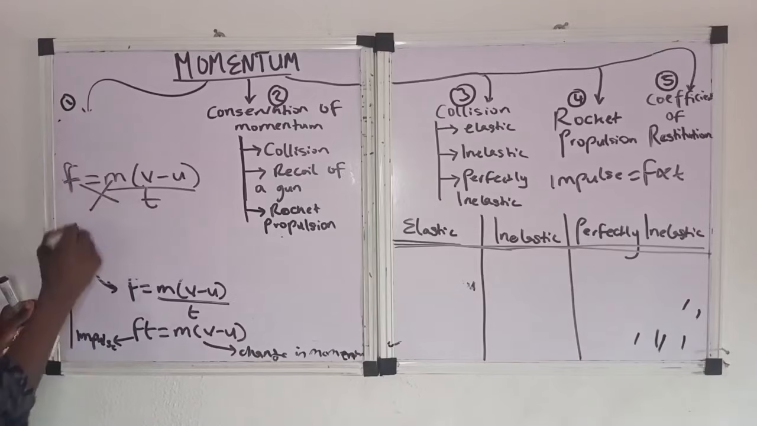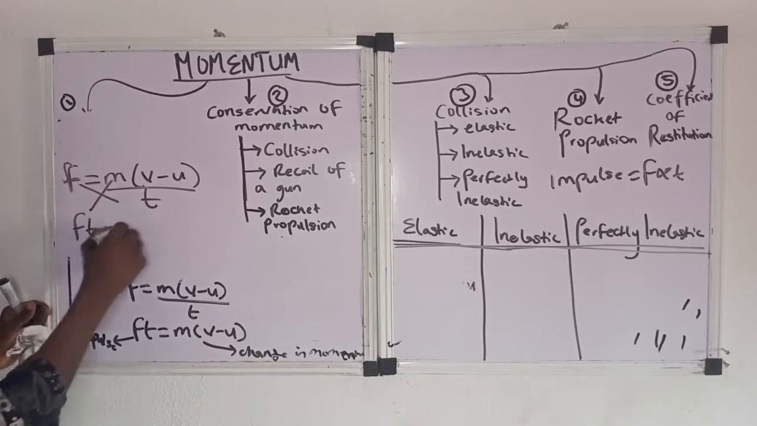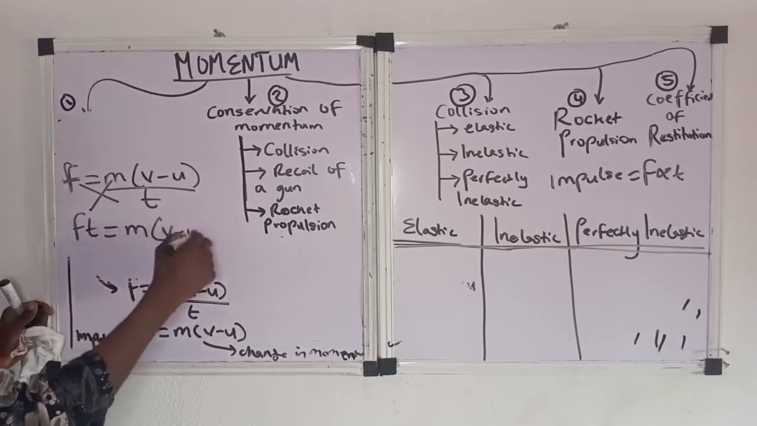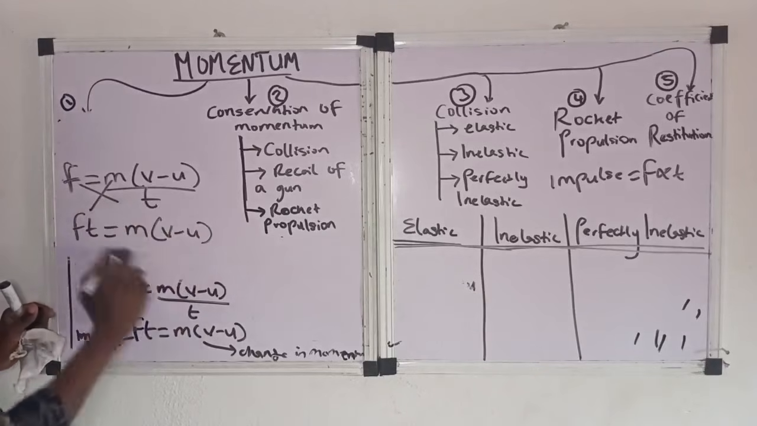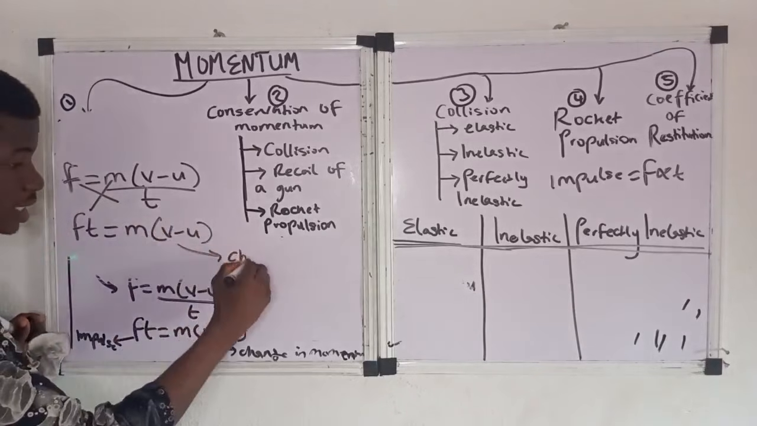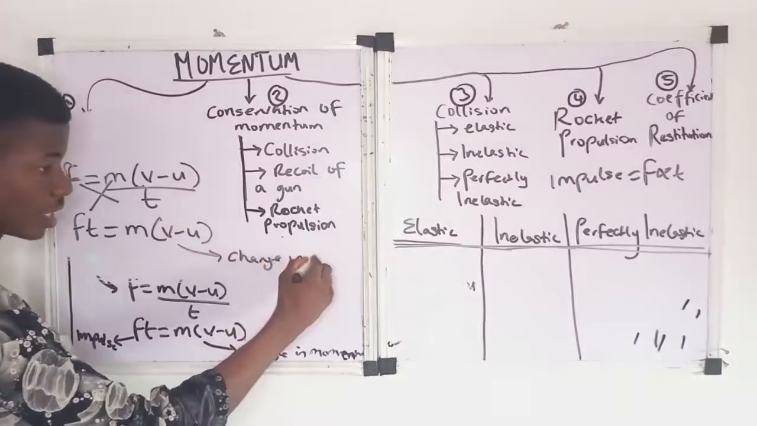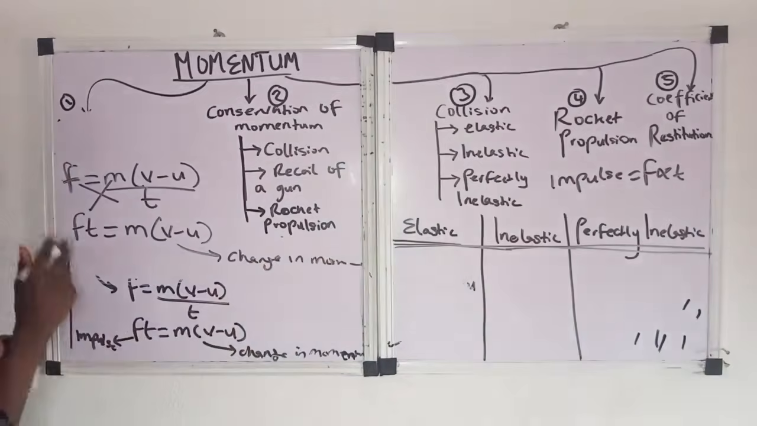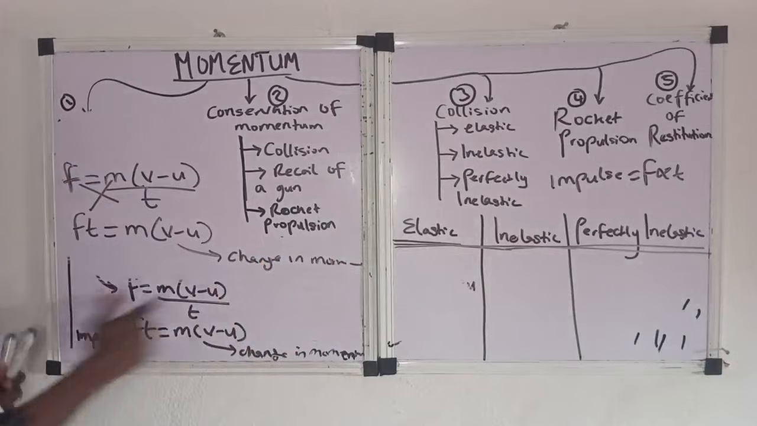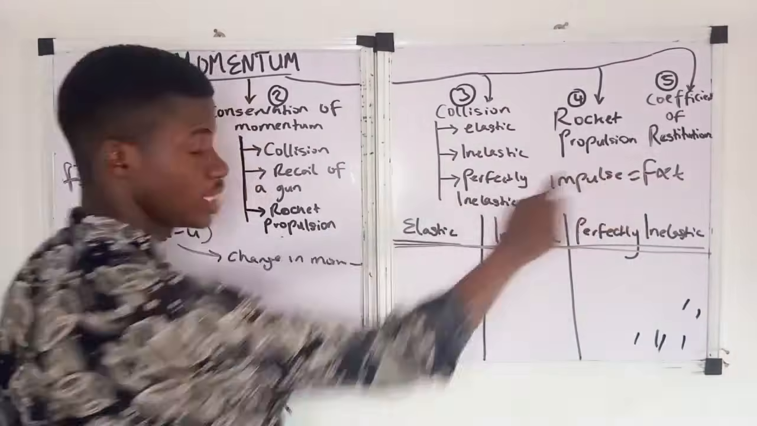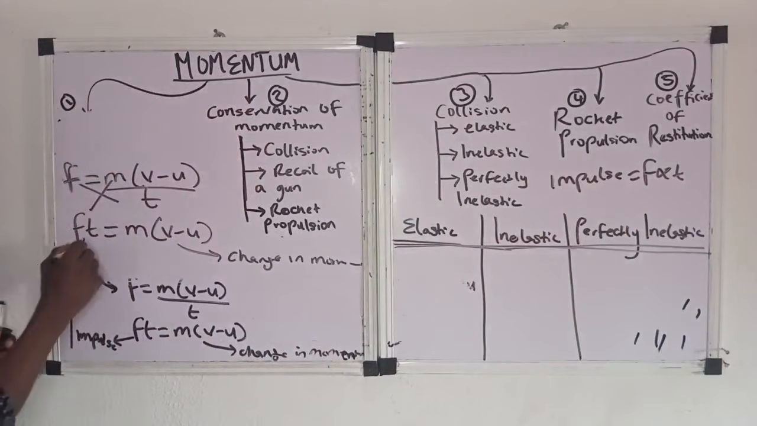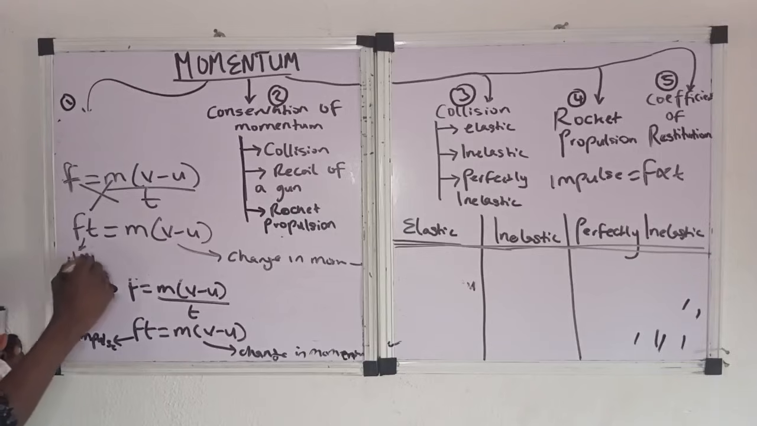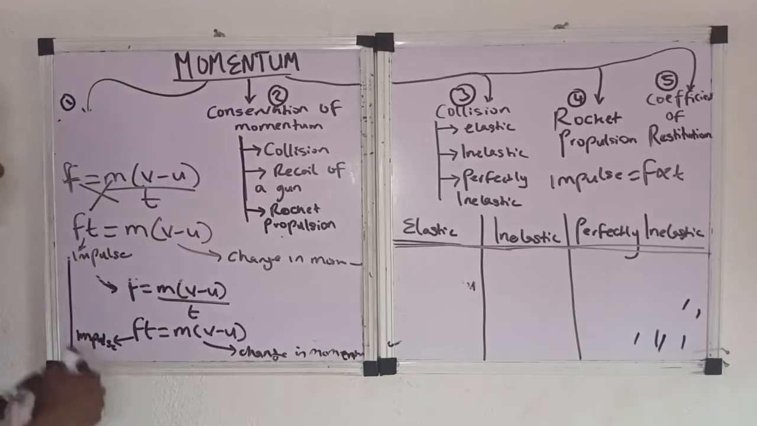Now if we cross multiply, we find that force multiplied by time equals m(v - u). Remember, I told you that this part is known as change in momentum, and force times time is known as impulse. So this part is known as impulse. Impulse equals force times time.